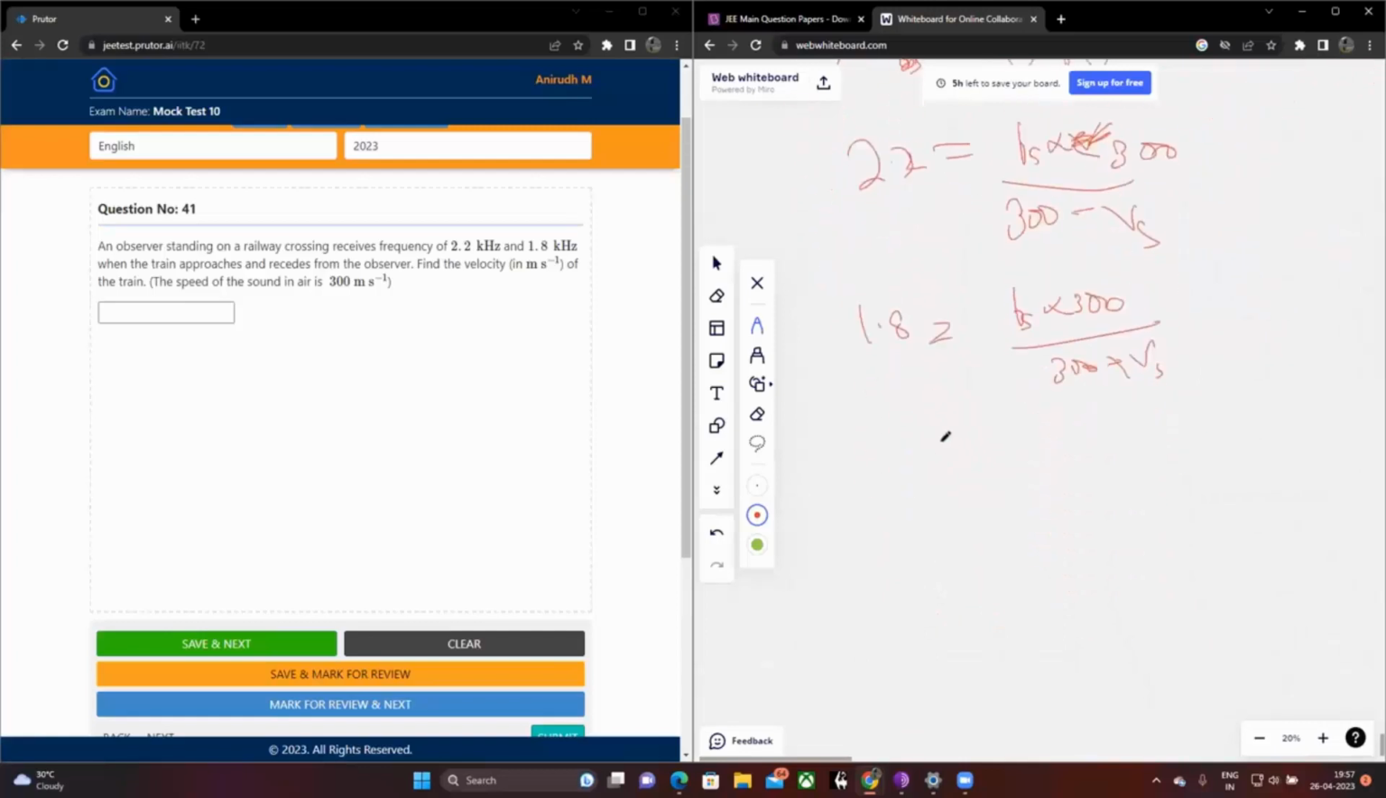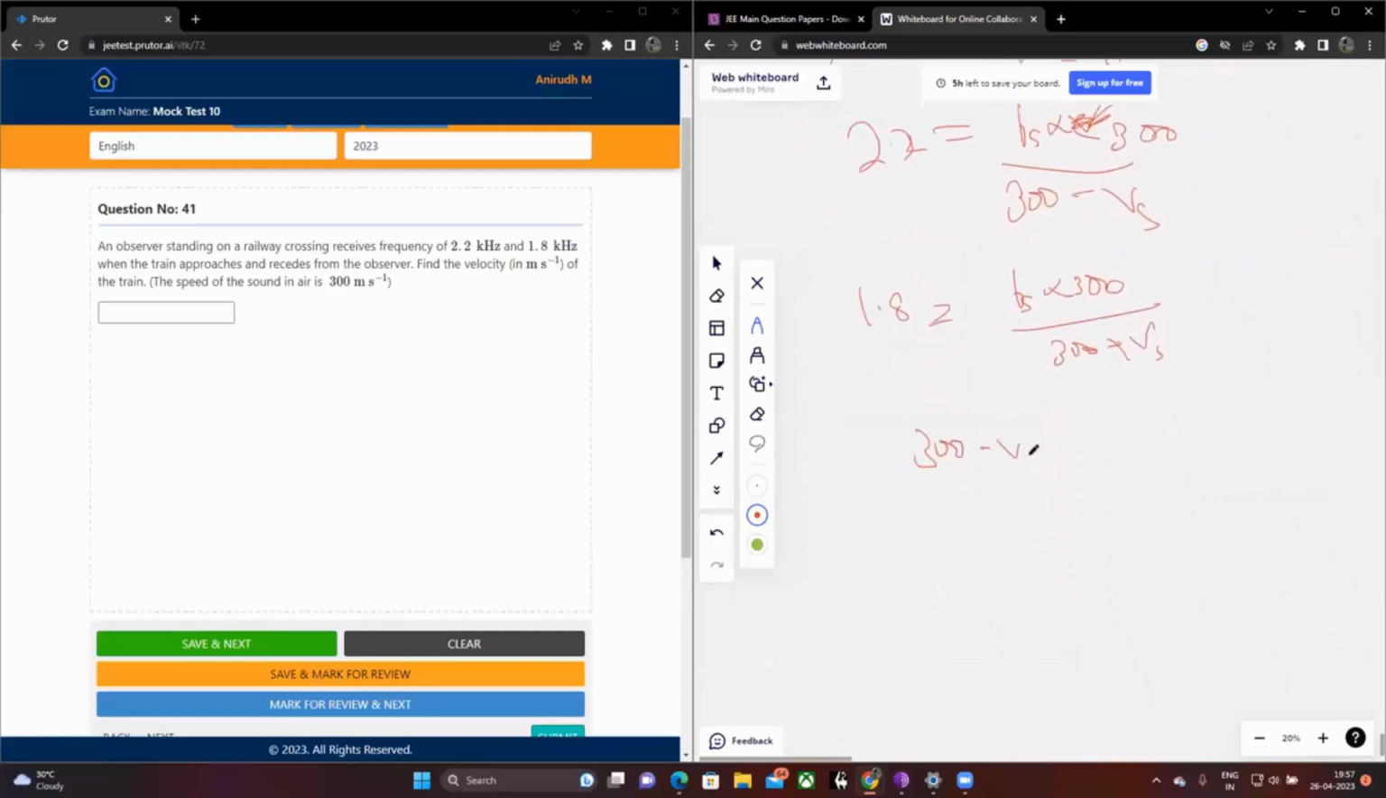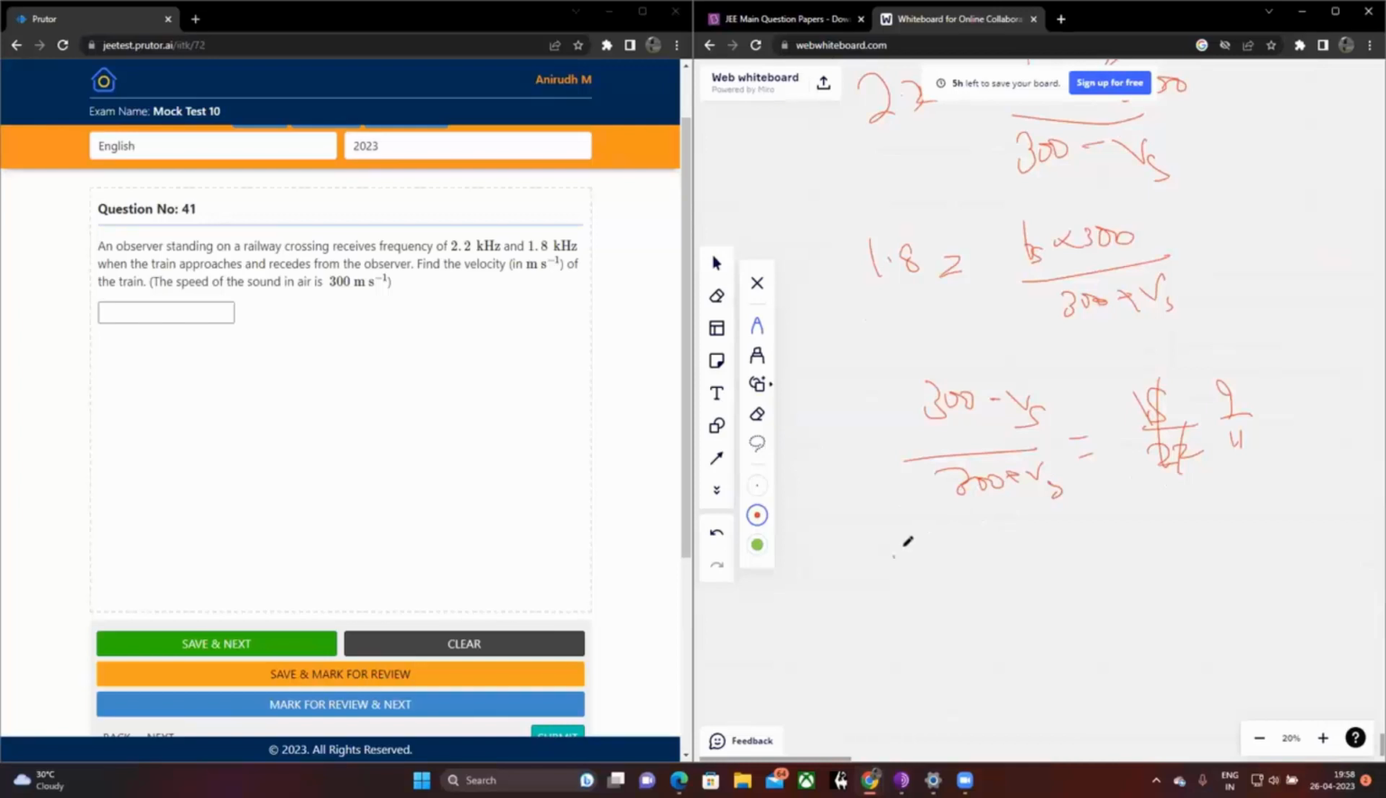So basically you have the fact that (300 minus Vs) by (300 plus Vs) is 118 by 22. That is 9 by 11, which means that 300 minus 11 Vs is 2700 plus 9 Vs. So basically bring this to this side, this becomes 20 and this becomes 600, right? Vs is 30.